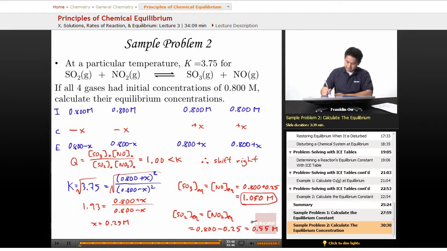Okay, so that, everybody, is use of the ICE table when we have all 4 initial values present. Once again, you got to find which way it's going to shift, and you do that by evaluating Q.